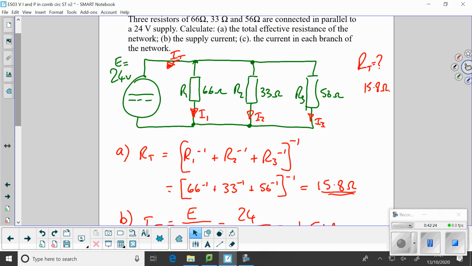Yep. A little quizzy for you. What current's flowing here? If IT's flowing there, but I1 amount of current's going down there, what's left? I2 plus I3 down that little bit of wire there, and then the I2 goes down that one to leave I3 going down the end one.